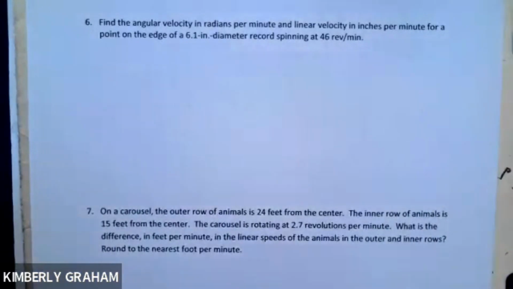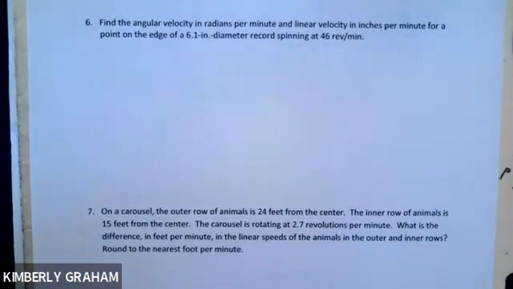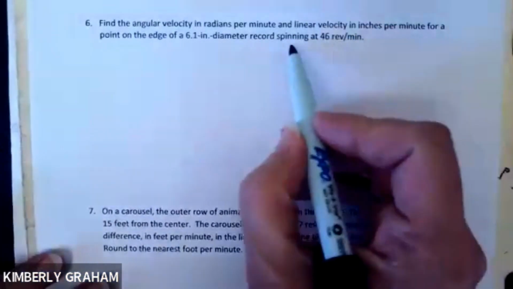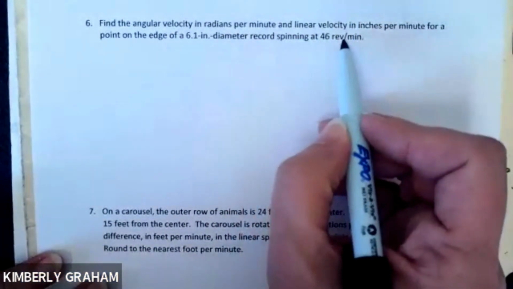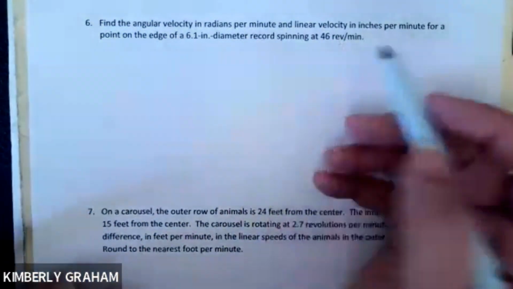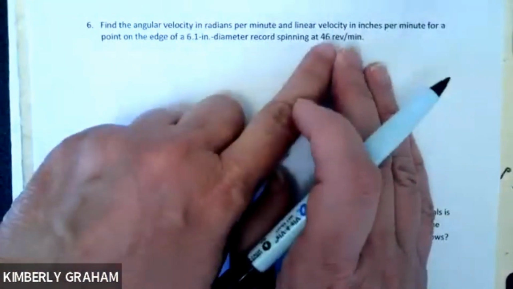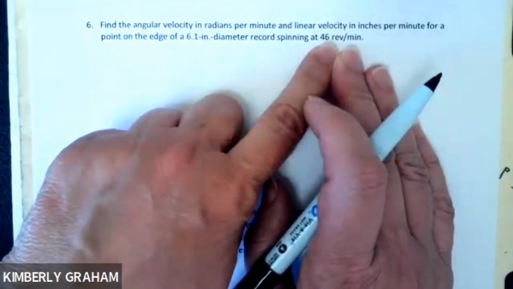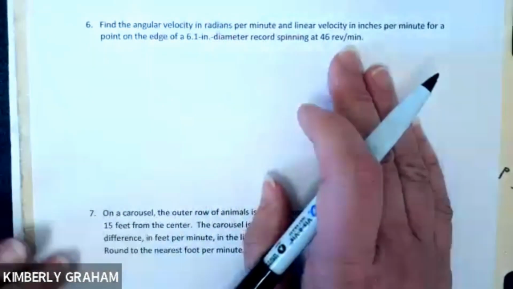Problem 6. Find the angular velocity in radians per minute and linear velocity in inches per minute for a point on the edge of a record spinning at 46 revolutions per minute. Okay. So there's two things that I'm asked to find. Now, the information that I'm given is how fast this is spinning in revolutions per minute. So I am given an angular velocity. I just need to change this revolutions per minute into radians per minute.